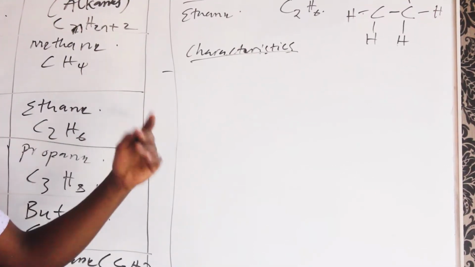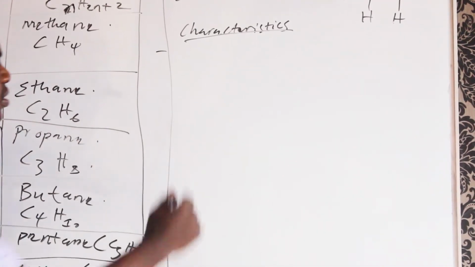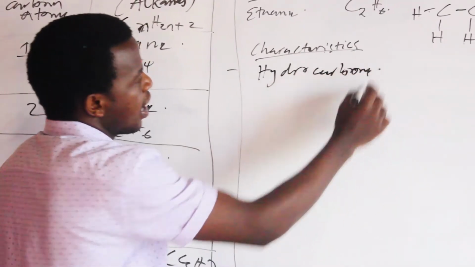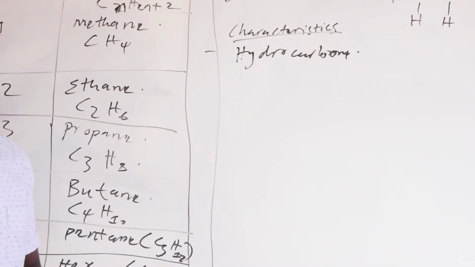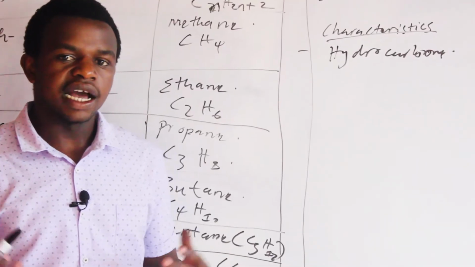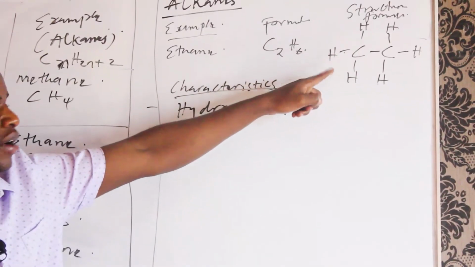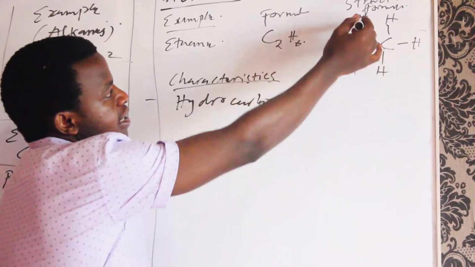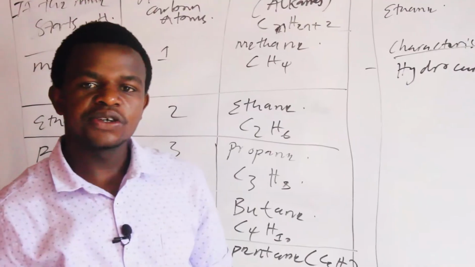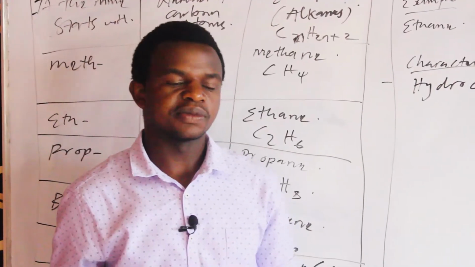Characteristics of these alkanes. So the first characteristic is that these are hydrocarbons. And the reason why the alkanes are hydrocarbons is because they only contain hydrogen and carbon atoms. So if we check the structural formula of ethane there, we only have carbon and hydrogen atoms. That's why they are referred to as hydrocarbons. So hydrocarbons are compounds that only contain hydrogen and carbon atoms.